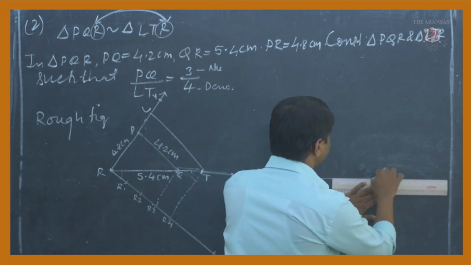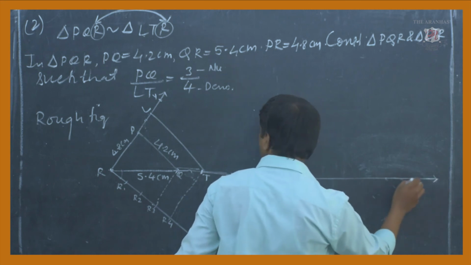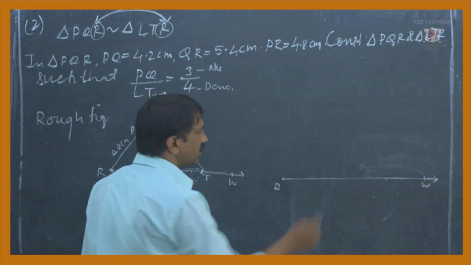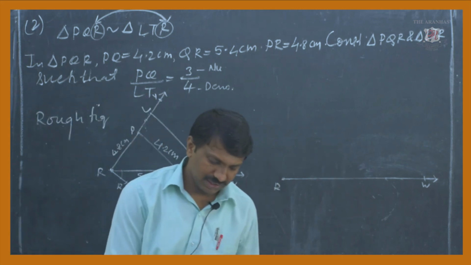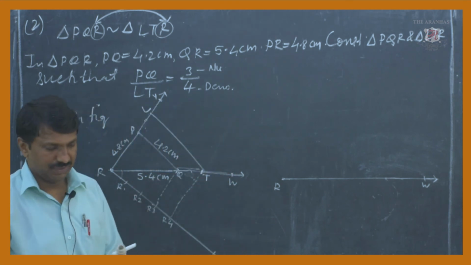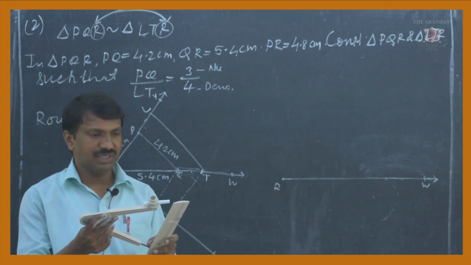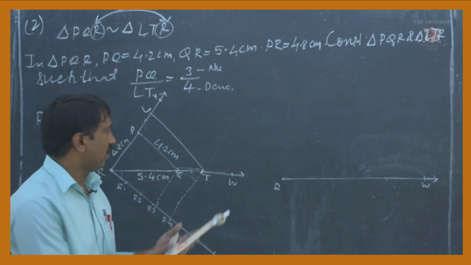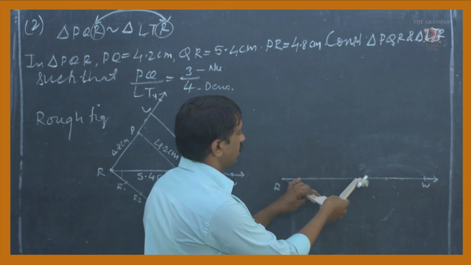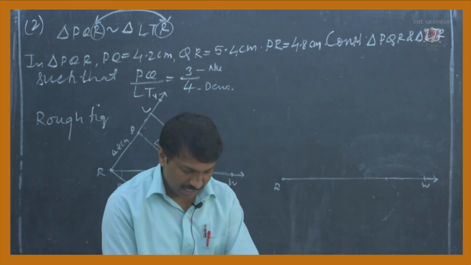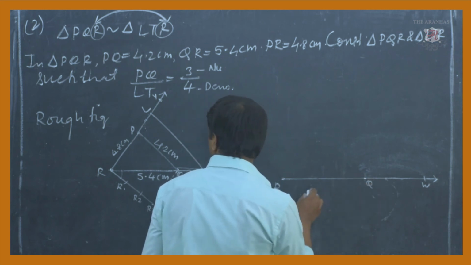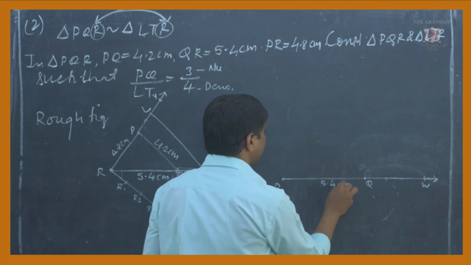Here we'll construct one ray, and on this ray I'll write this is the W and this is the R. So RW is the one ray, and on the ray we will take the segment RQ of 5.4 centimeter. So here we'll take 5.4 centimeter distance, and from the R vertex we'll take one point. We cut and we'll write. Which point do we get here? That is the point Q. So RQ is 5.4 centimeter.